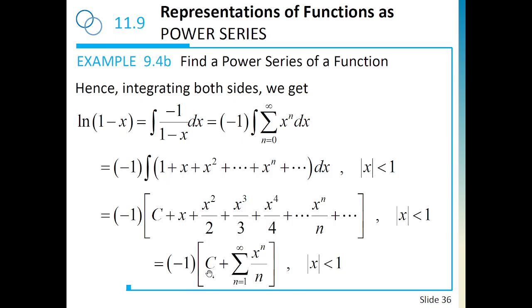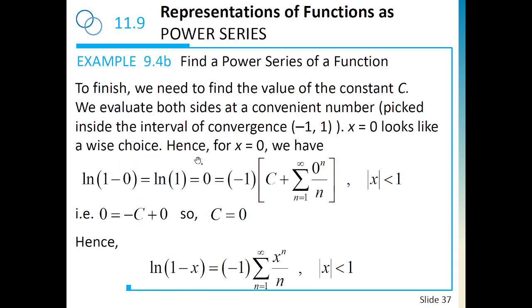Again, to find c, we need to evaluate the left side and the right side at any value of x between negative 1 and 1. And we need to choose something wise. Again, the wise thing is to choose 0. It simplifies our life. If we pick 0, we get ln 1, which is 0, equal to the right side. We'll have c plus a summation of zeros, essentially. So c will be 0. But again, this needs to be done. We cannot just assume. We must do it.